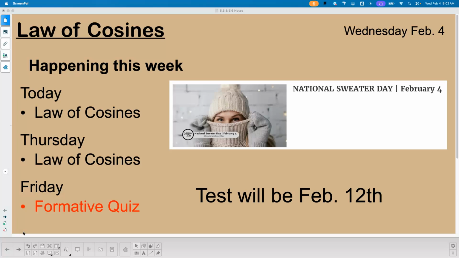Happy National Sweater Day. Okay? I even reminded myself yesterday, tomorrow's sweater day, you gotta wear a sweater. And then I looked at a sweater today, and then I grabbed this instead. So, it happens.